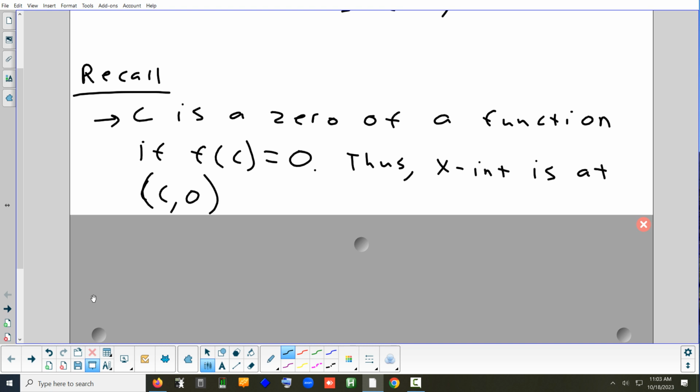So let's say you could plug in the number 3, and it gave you 0. So we could have something like f of x equals x minus 3. That's a very simple linear equation. If you plug in 3, you get 0. The x-intercept of that is (3, 0). That's where it would cross the x-axis.